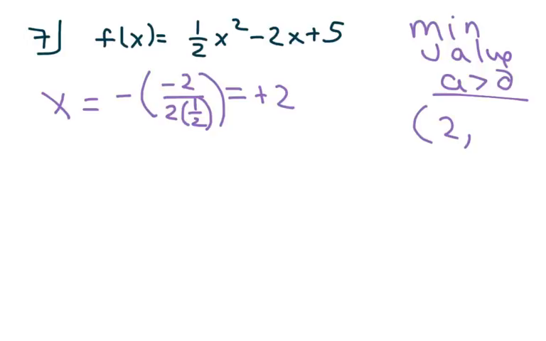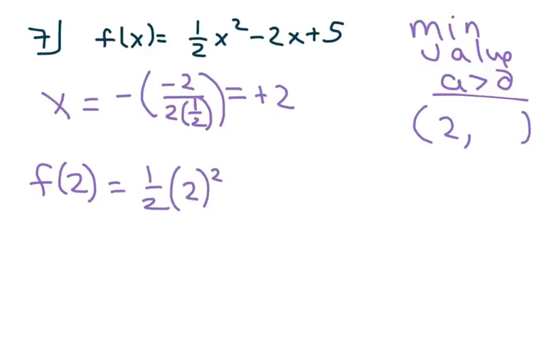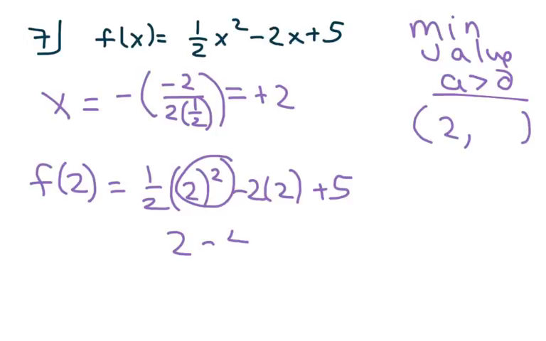Hopefully this will be an easier one. So now we just have to plug in 2. f of 2 equals 1/2 times 2 squared minus 2 times 2 plus 5. I have to square it first. That's 4. Half of 4 is 2, minus 4 plus 5. So we get 7. And that's that on that one. It has a minimum value and occurs at 2, 7.